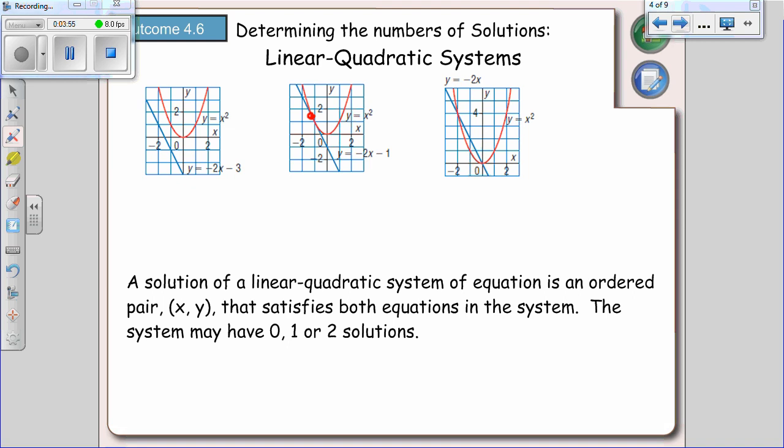How many solutions for this last one? 2. You've got 1 here, and you've got 1 here. You could have more than 2 solutions if you had a quadratic and a quadratic, because then they could be right on top of each other. But if you have a linear and a quadratic, the most you can have is 2. You'll never get more than 2 if it's linear and quadratic.